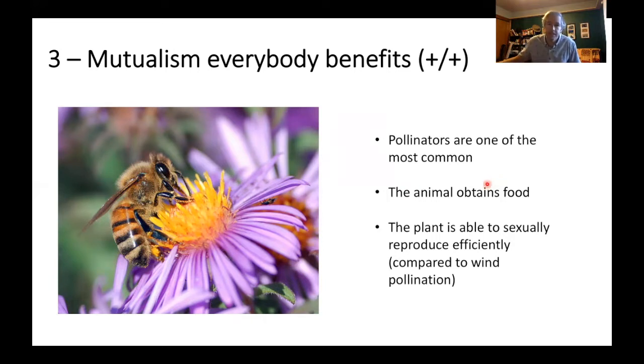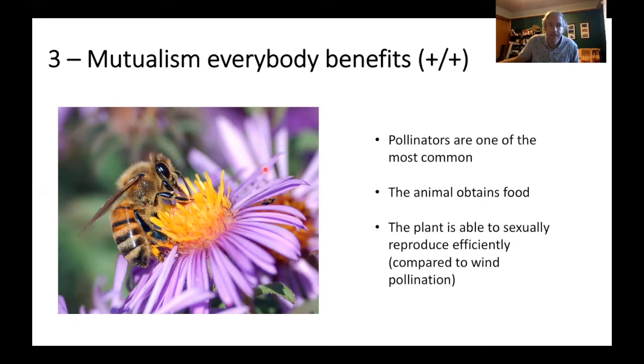So for example, this honeybee on this flower, the animal, the bee, is obtaining food in the form of nectar and a bit of pollen from the plant. And the plant is obtaining a benefit because the plant is able to sexually reproduce efficiently. So if we compare these pollinators where the bee is now taking some pollen and it will drop it off at another flower, that's called insect pollination.